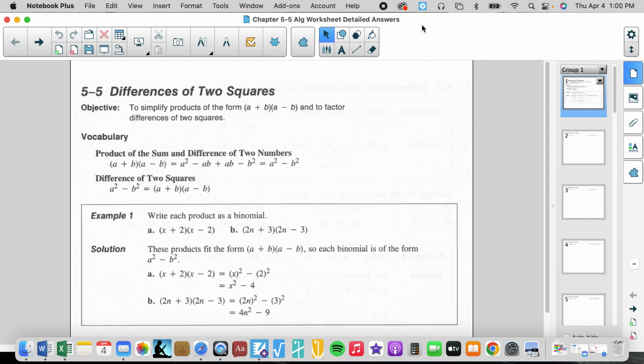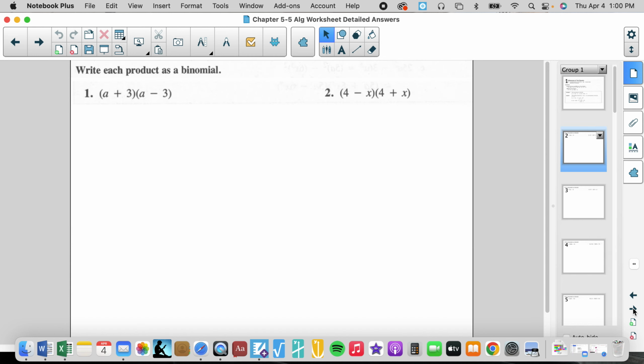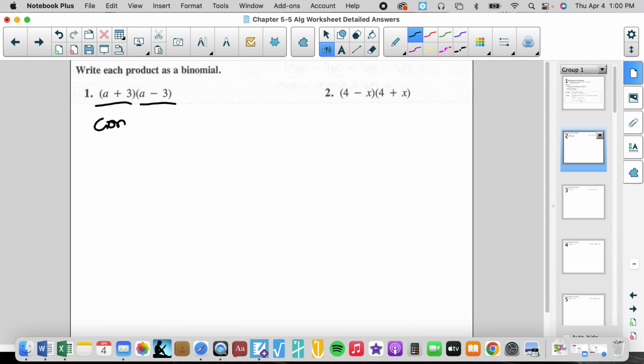And then what I like is they're going to now start introducing, can you recognize when an expression is a byproduct of the product of two binomials, two special cases. So these are special cases because we should notice something interesting about these two binomials. They are what we call conjugates. Conjugates are identical with different signs. So what does that do?